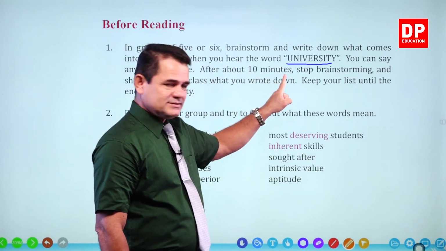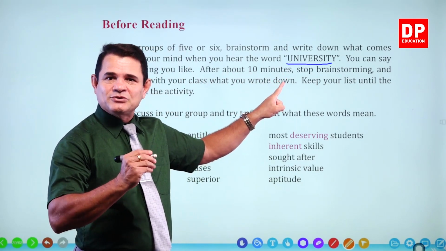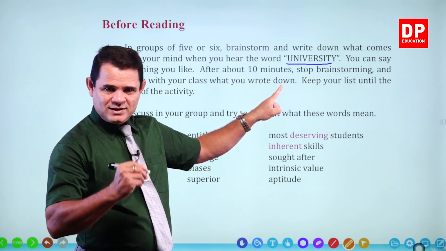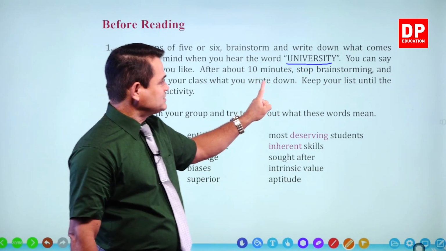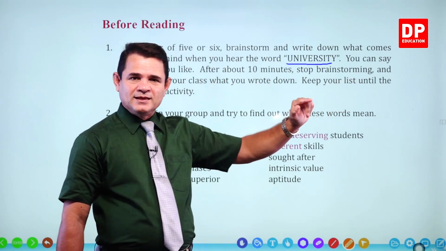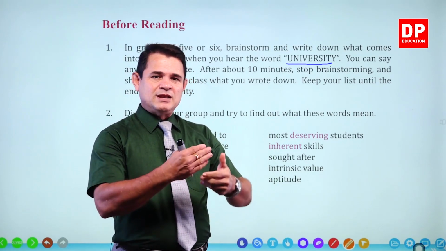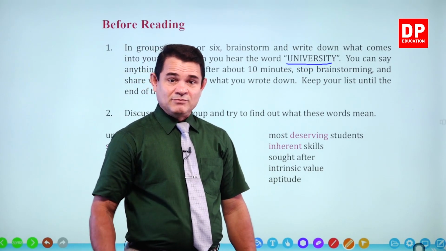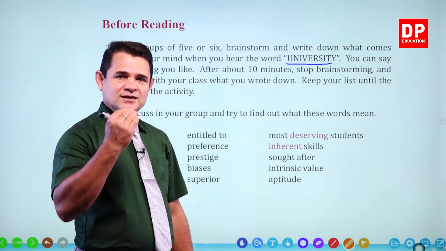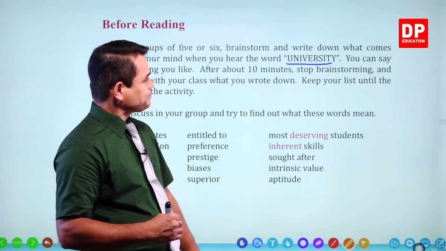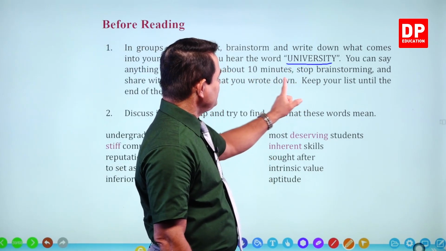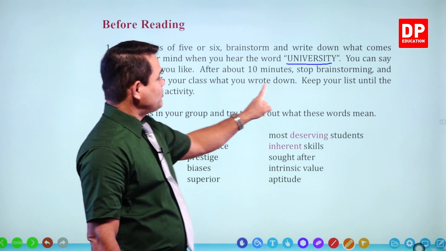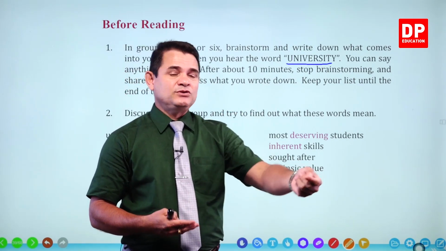After about 10 minutes, so you can have about 10 minutes to write the list. Even විනාඩි 10ක් වුණත් ගන්න. අරගෙන ලියන්න. විනාඩි 10කට විතර පස්සේ stop brainstorming. ලියන එක නවත්තන්න. So then you will have a long list. දිග list එකක් තියෙයි. About university. University ගැන ඔයාට ආපු අදහස් සියල්ලම ලියන්න. You will have a long list, right? So then 10 minutes, stop brainstorming and share with your class what you wrote down. What you wrote down, you can share with your friends.